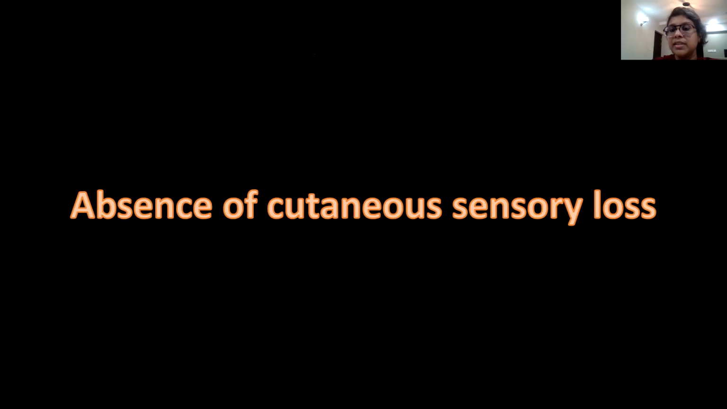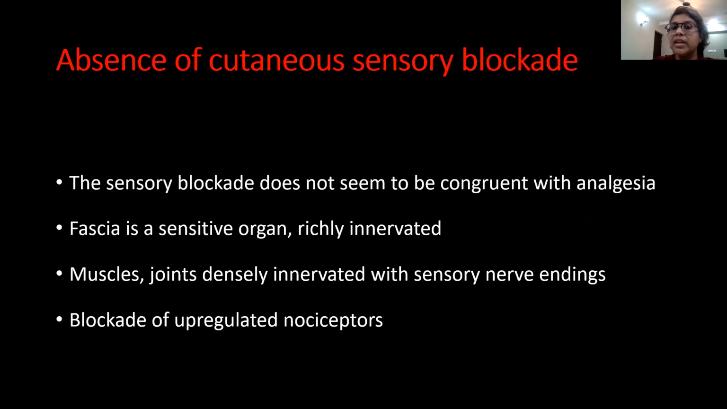But no such cutaneous sensory loss is really congruent with the analgesia that is observed in the fascial plane blocks. Now, some theories are put forward for this. One is that the fascia is a sensitive organ and is richly innervated. The muscles and joints are also densely innervated, and these nociceptors transmit physical stimuli like mechanoception and proprioception under physiological conditions. But under conditions of inflammation induced by the surgical trauma, these nociceptors are upregulated and they cause hyperalgesia. And blockade of these upregulated nociceptors is said to be one mechanism of action of the fascial plane blocks.